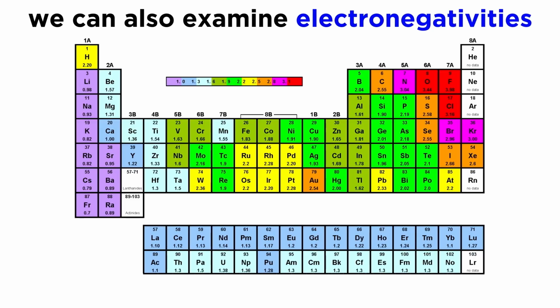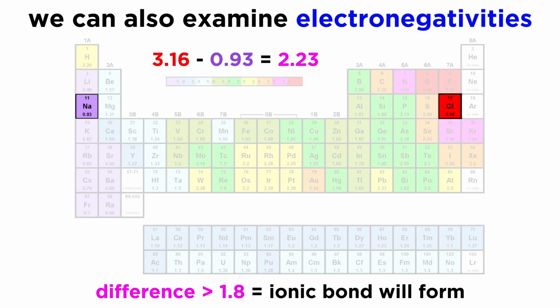Another way of looking at this is to examine electronegativities. If the difference in the electronegativities of two elements is sufficiently large, above 1.8 or so, electron transfer will occur, and we will get ions that then participate in ionic bonds.